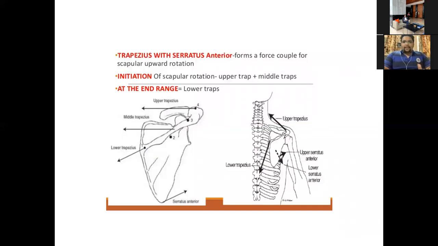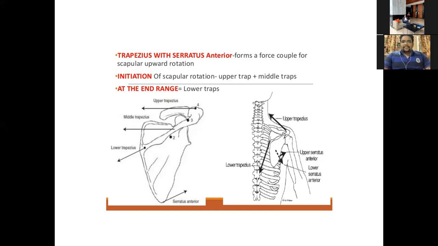Now according to this picture, the action lines of upper trapezius, lower trapezius, upper serratus anterior and lower serratus anterior are shown in the right picture, in which upper trapezius is trying to elevate the clavicle, and lower trapezius along with the fibers of upper serratus anterior and lower serratus anterior are trying to upward rotate the scapula. As the upper trapezius is trying to elevate the clavicle, the AC joint is not elevating because of prevention or restriction from the coracoclavicular ligaments.